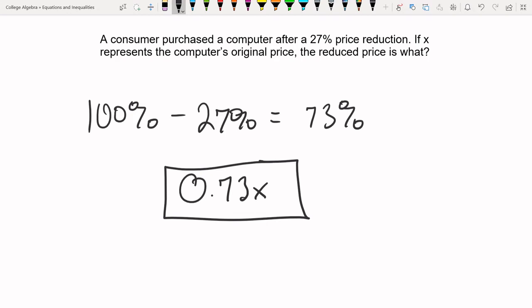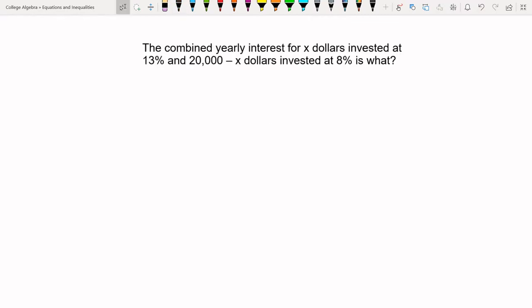The combined yearly interest for X dollars invested at 13% and 20,000 minus X dollars invested at 8% is what? So once again, we cannot find an exact amount because we don't know the actual dollars that were invested. However, we can write an expression that tells us how to compute it. All we have to do then is plug in X and use order of operations.